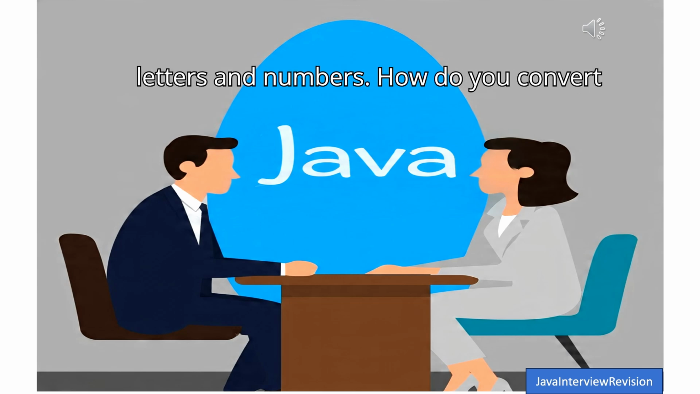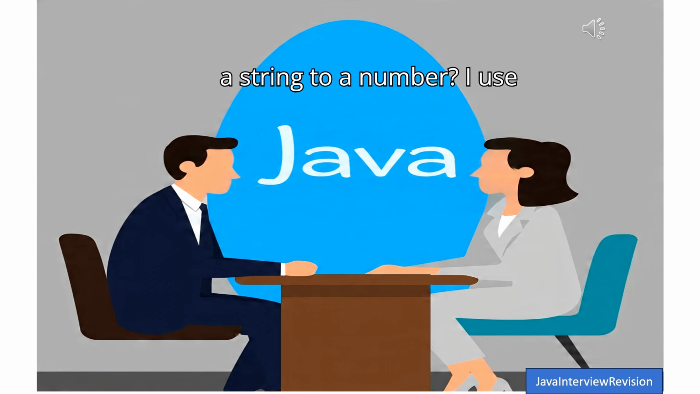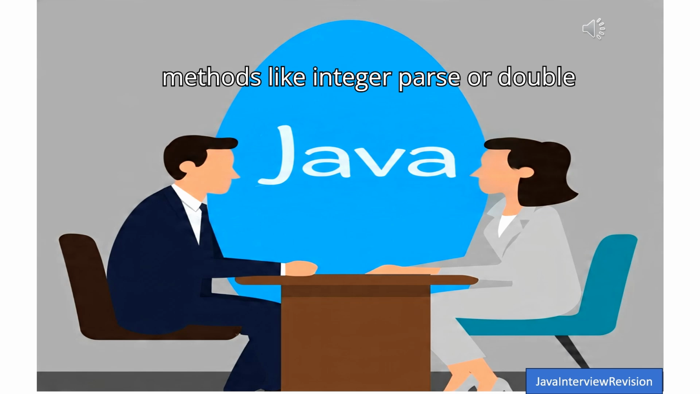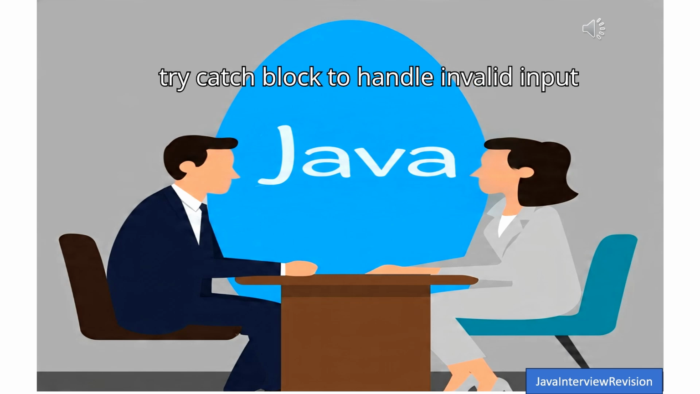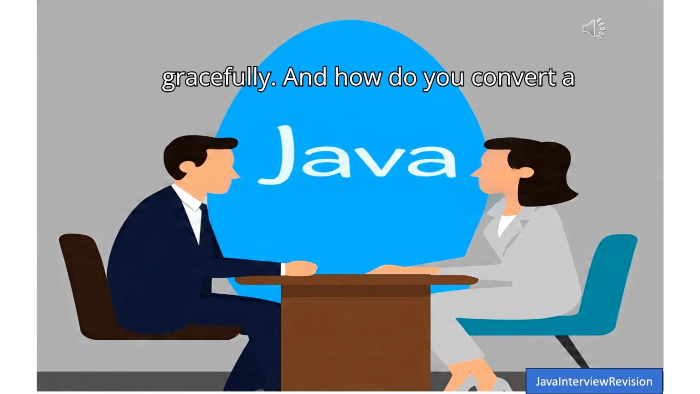only letters and numbers. How do you convert a string to a number? I use methods like Integer.parseInt or Double.parseDouble. I always wrap them in a try-catch block to handle invalid input gracefully.